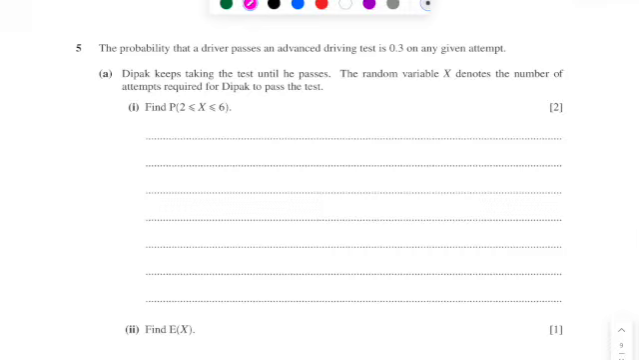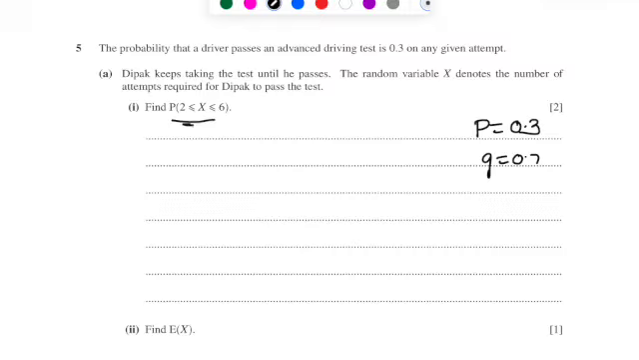Then question number 5. We go to question number 5. This question is about the probability that a driver passes an advanced training is 0.3. Then from there we take it, and on any given attempt, the probability of success is 0.3. So failure is going to be 0.7. So I got 0.3 and 0.7.